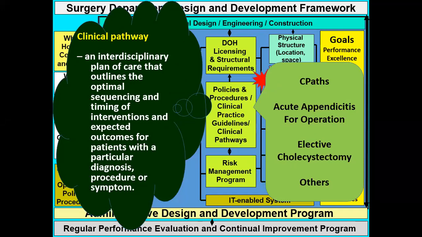Pathways: the difference between pathways and the clinical practice guidelines is that pathways are interdisciplinary, okay, different disciplines coming in, not only the surgeon, but the nurses and other non-medical staff, on the plans of care that outline the optimal sequencing and timing of intervention and expected outcomes for patients with a particular diagnosis, procedures, or symptoms. So examples of clinical pathways are pathways of acute appendicitis, from diagnosis to operations to finance settlement, etc. Okay. Then elective cholecystectomy and others.